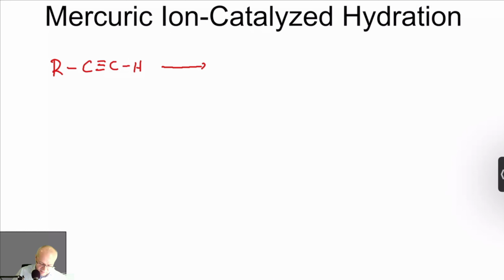So now we're going to put this in the presence of water, mercury sulfate, and sulfuric acid. So all these things are mixed together, and you get maybe something unexpected. You get a ketone. You do not get an alcohol.